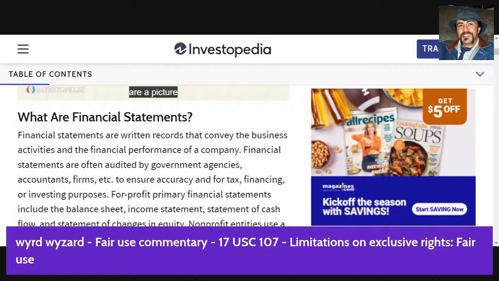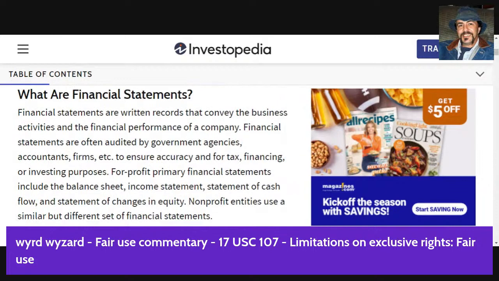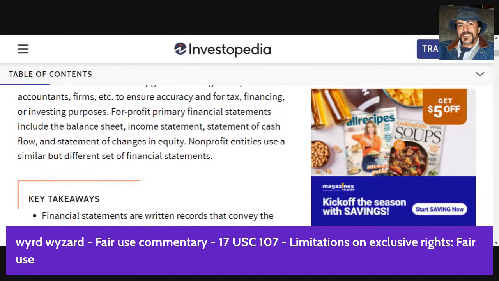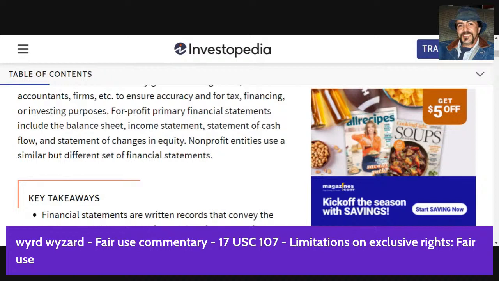Financial statements are written records that convey the business activities and the financial performance of a company. Financial statements are often audited by government agencies, accountants, firms, etc., to ensure accuracy. If there's one error, you can call the whole record into question. That's the only thing you need. Find one error, and it raises the possibility that there might be others. So we need to investigate the entire record.